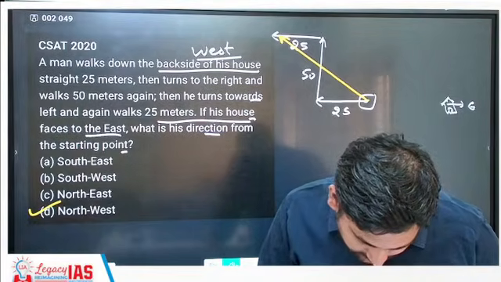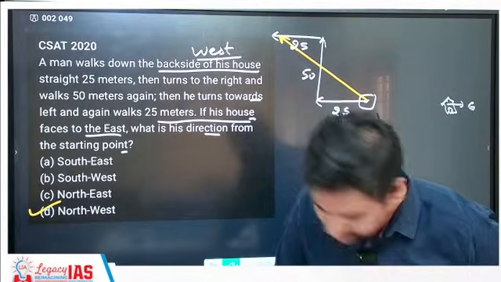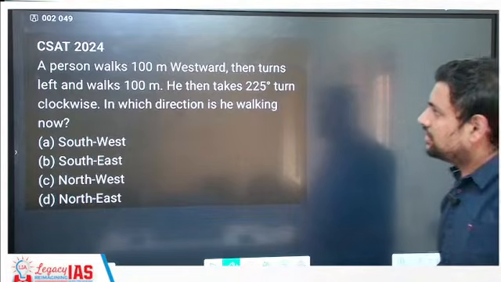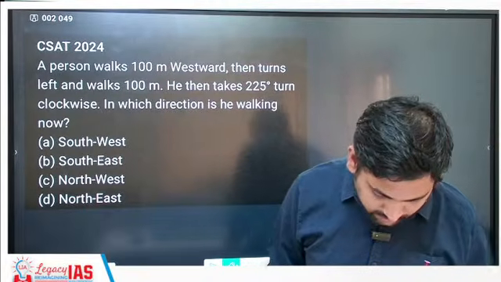Yes, Atish. Yes, Shruta. Yes, Dheeraj. No. Okay. Then let's do this 2024. Do it quickly. Yes, Anubhav.